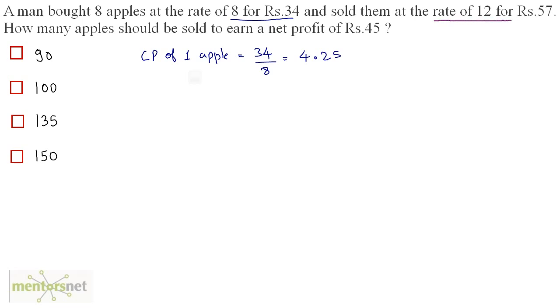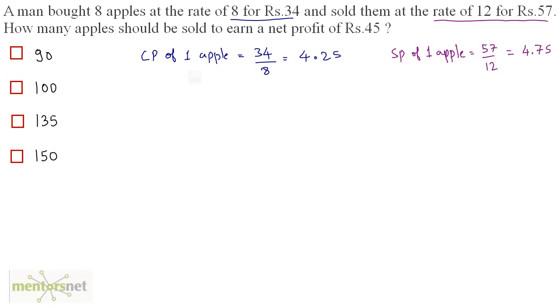Now what else is given? We have been given the selling price of 12 apples. He sold them at the rate of 12 for 57 rupees. So the selling price of 1 apple can be found out, which is equal to the selling price of 12 apples divided by 12. So 57 by 12, and that will come out as 4.75. Right. Now we have the selling price of 1 apple and the cost price of 1 apple.